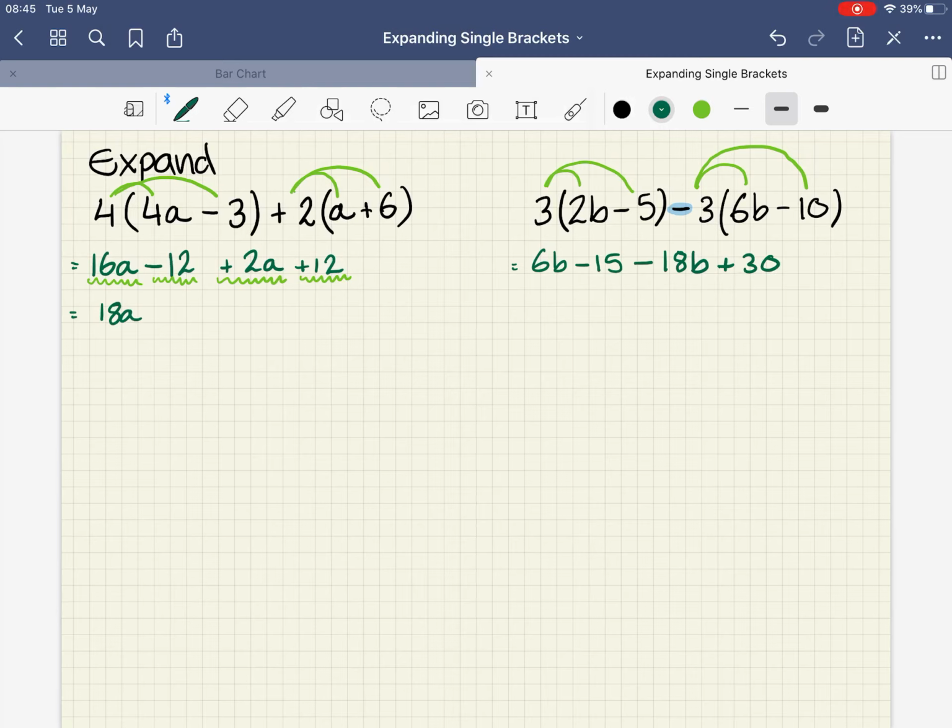And now I want to collect my like terms. So I've got 6b minus 18b. So 6b minus 18b is going to make negative 12b. And then negative 15 plus 30 is just going to make plus 15. And that's it on expanding single brackets.